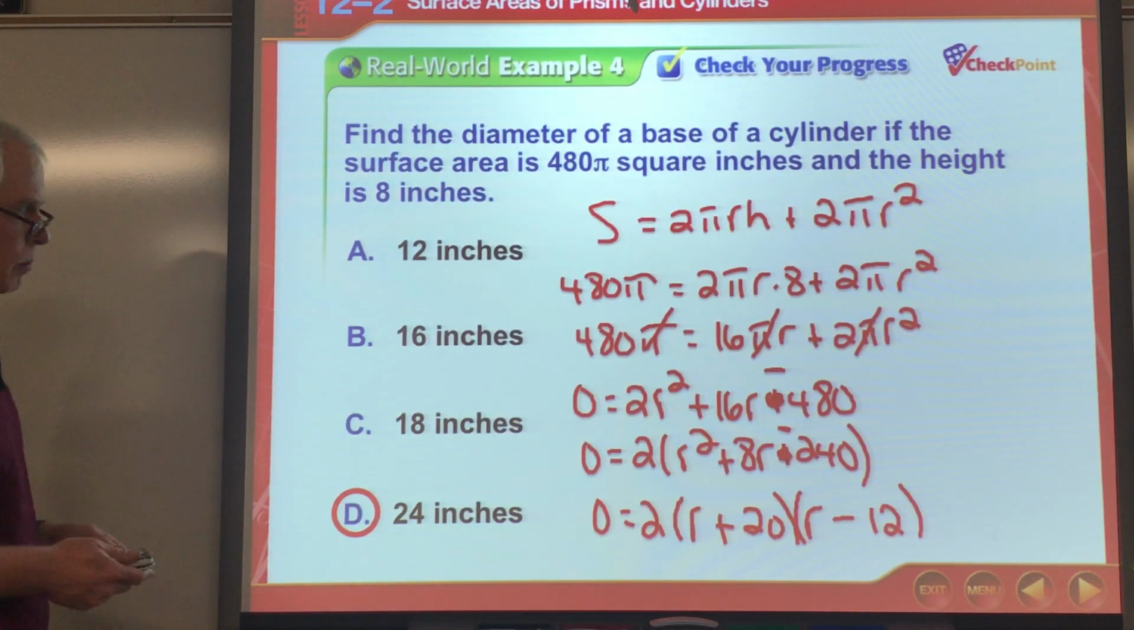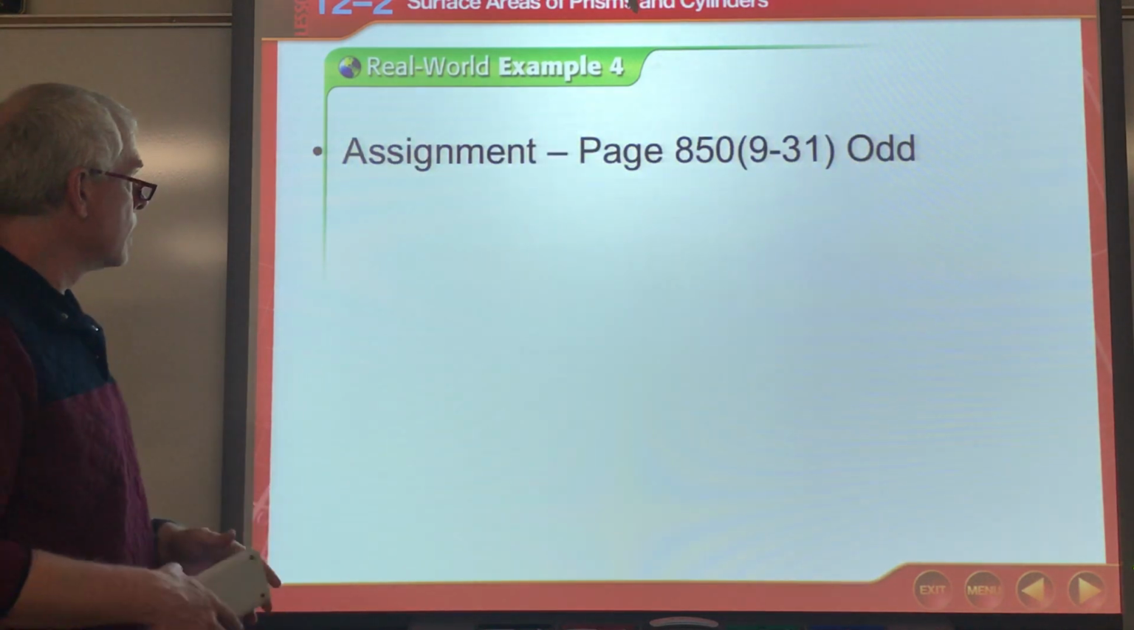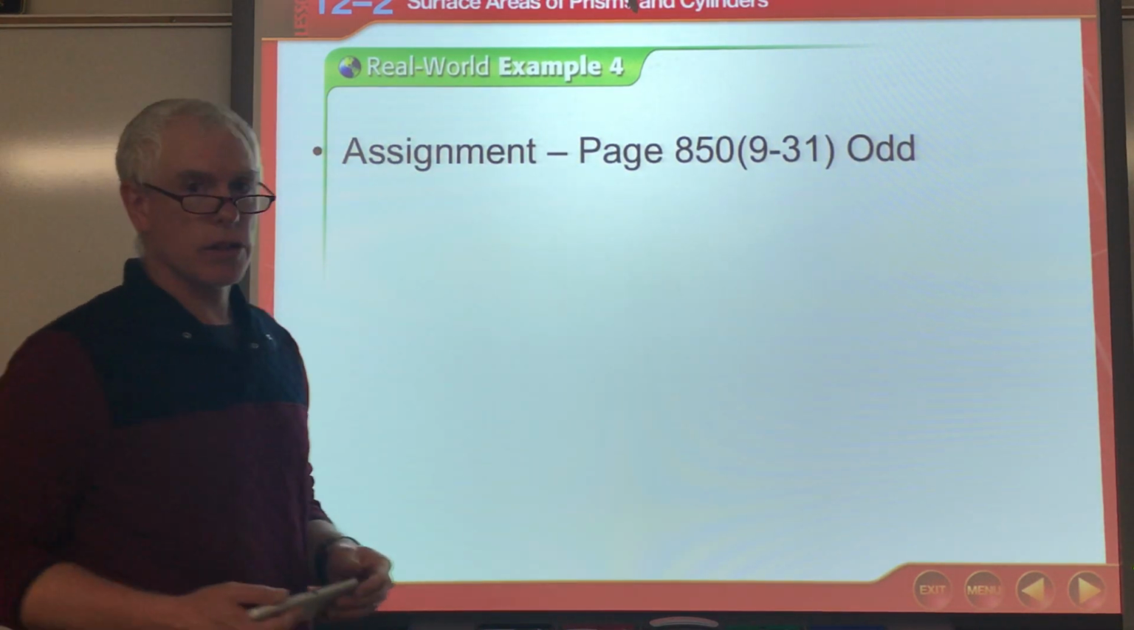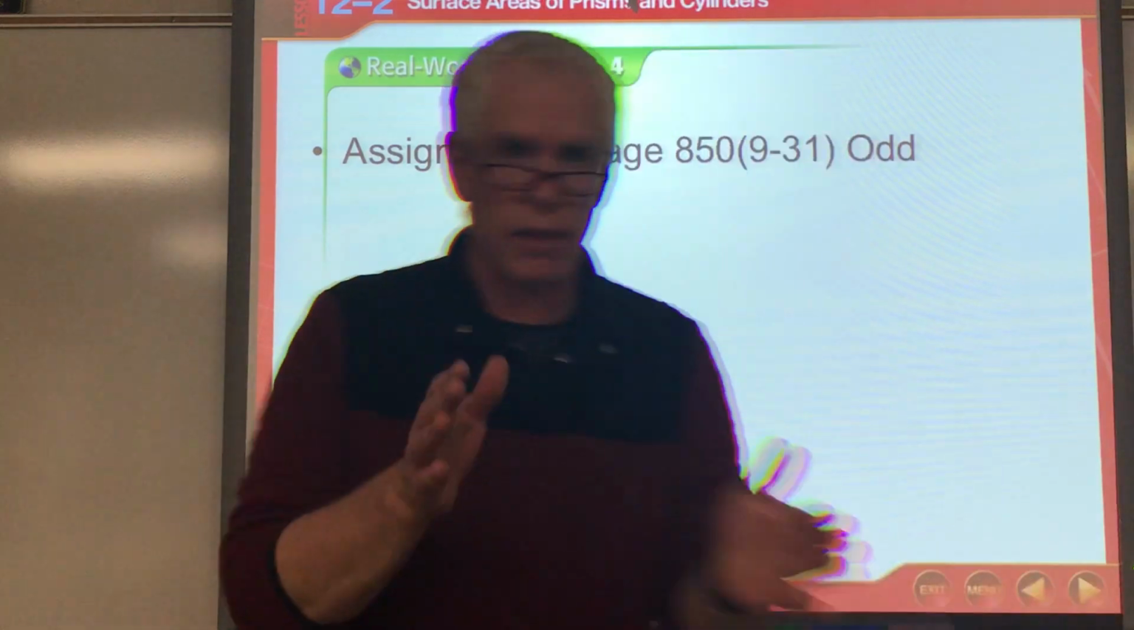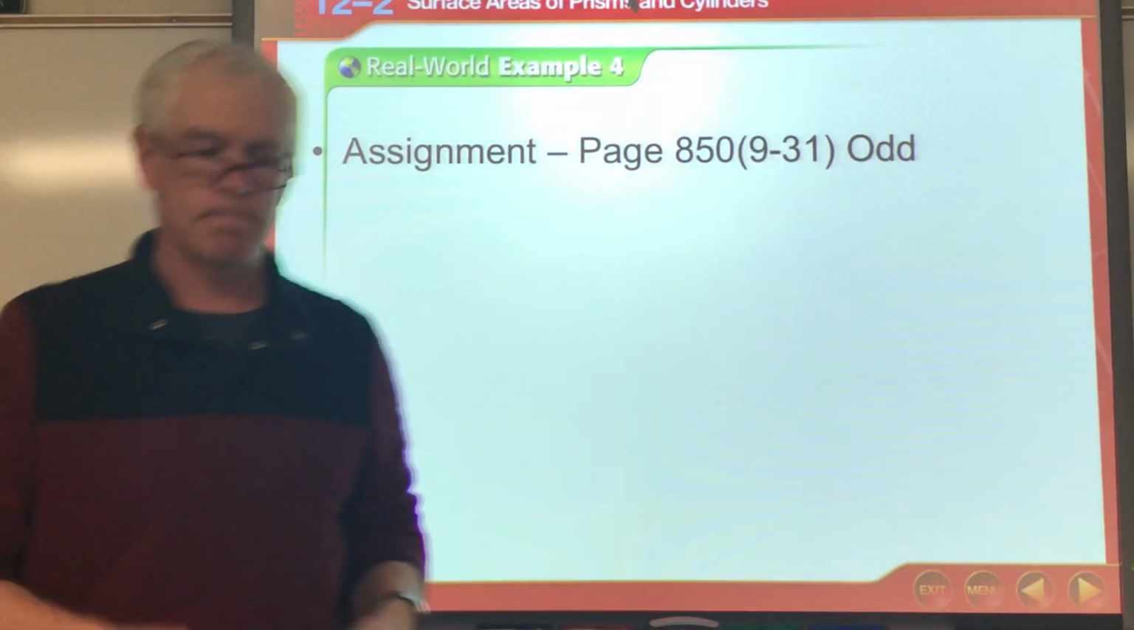So I did need to do a little bit of algebra there to work through that quadratic, but there we are. Okay? There's your assignment, page 850, 9 to 31 odds. Make sure you write the formulas down, identify the bases, and then find the unknowns. Good luck, you guys.